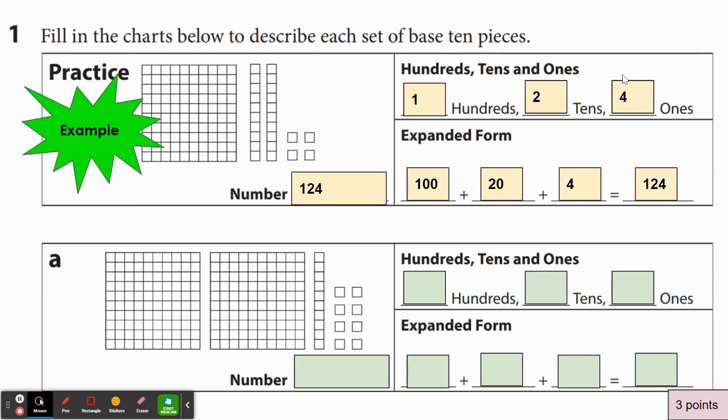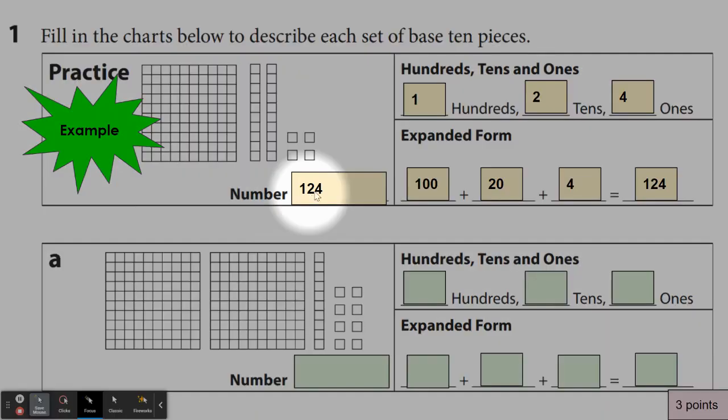I see the number 124. Now I need to write it in showing how many hundreds, how many tens, and how many ones. There's only 100, there are 2 10 sticks, and there are 4 ones. Remember, using this picture as a guide.